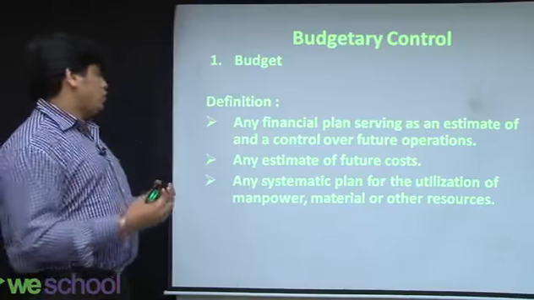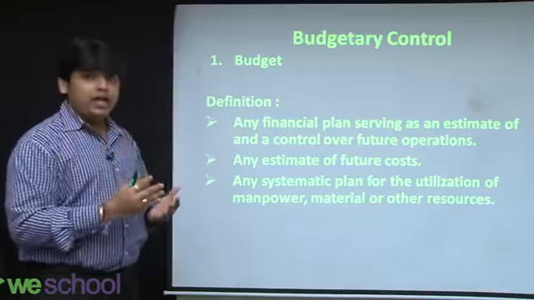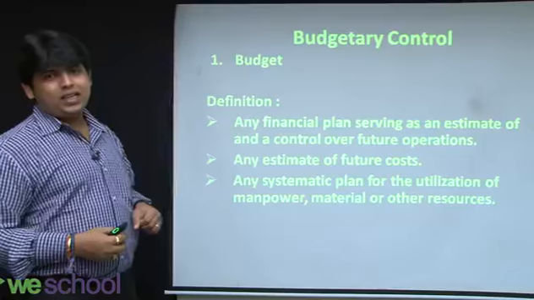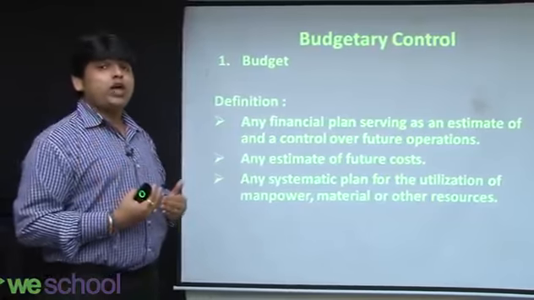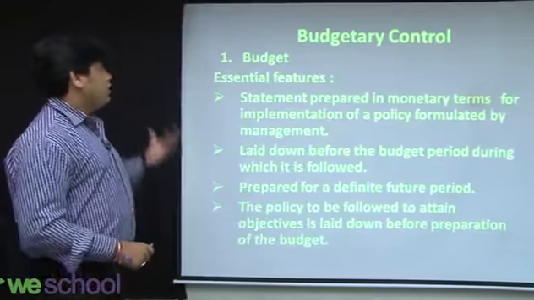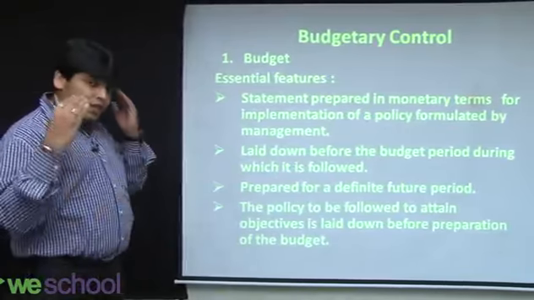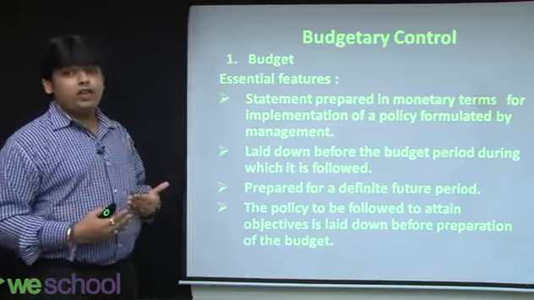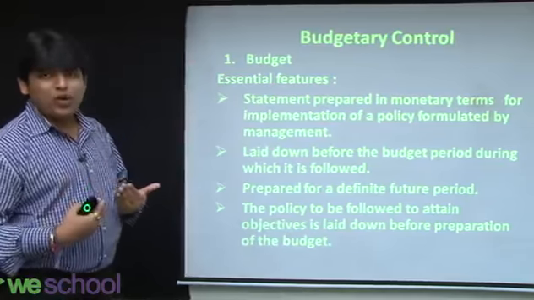A systematic plan for the utilization of manpower, material and resources. Because every departmental head will make a systematic plan for utilization of his manpower, material and other resources in the best and efficient way, to an optimum level, so as to maximize the usage at a minimized cost. Right? So what are the essential features of budgets? Now we are studying one by one. Since the concept is clear, just go through the slides. You will be enjoying this chapter very effectively. Though it is a very huge chapter, now the chapter will become easier for you to understand.